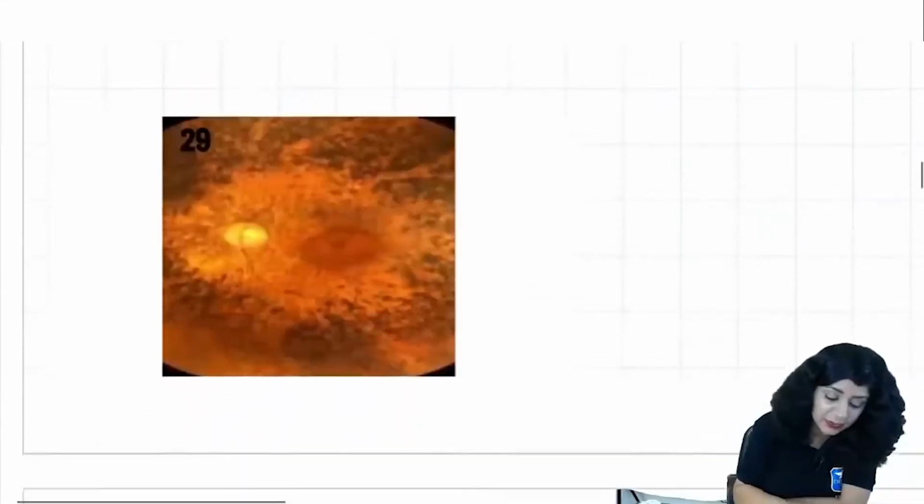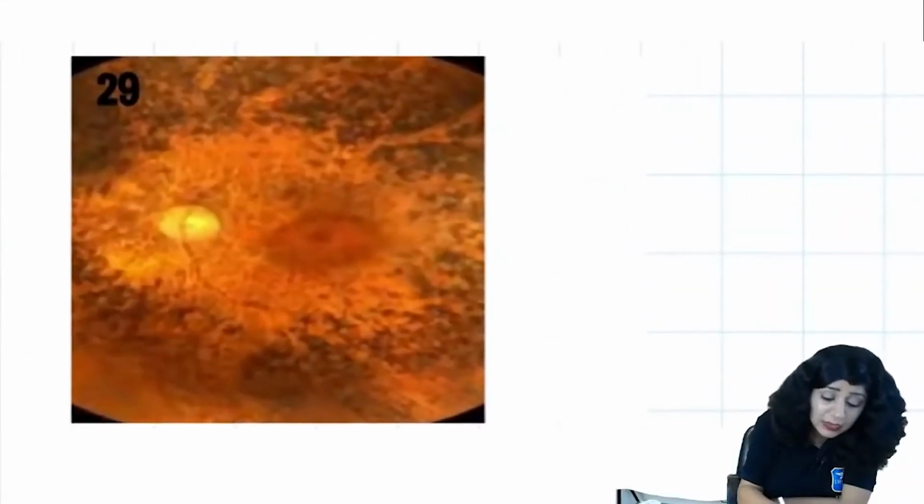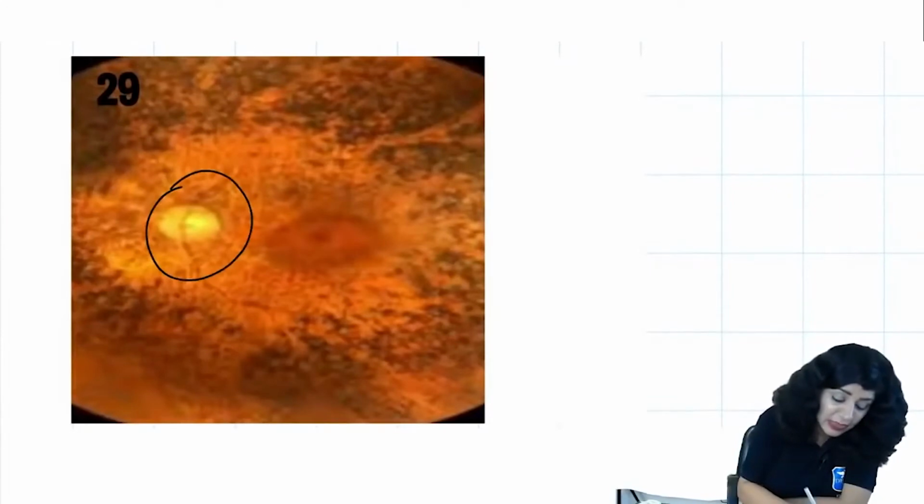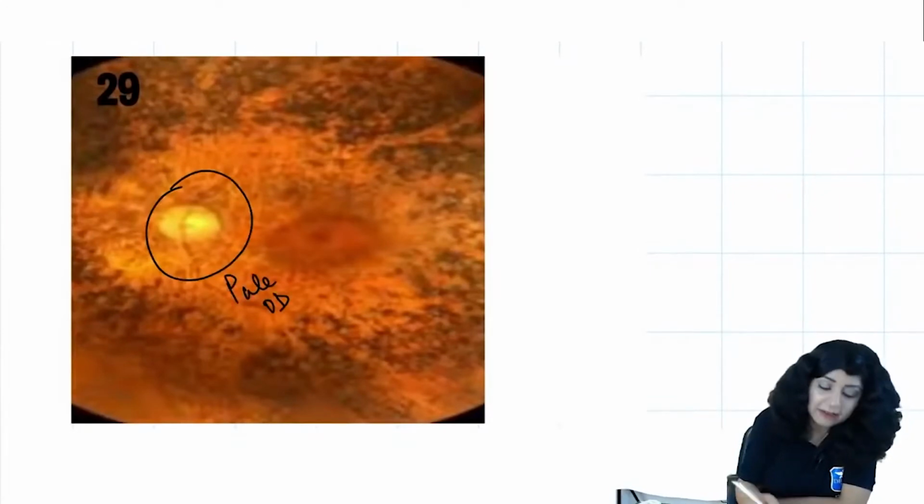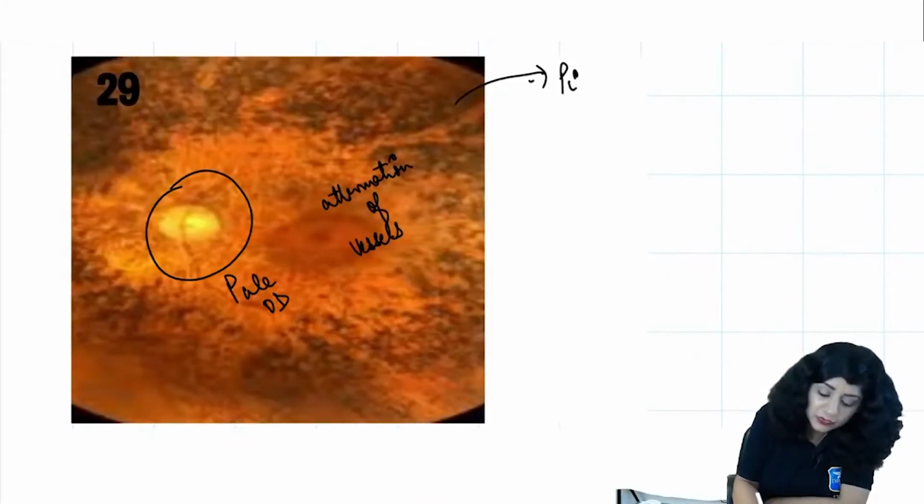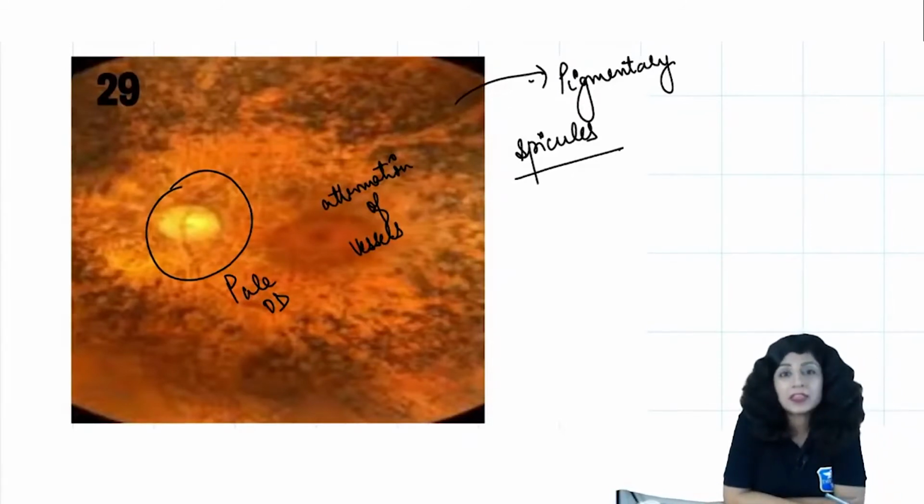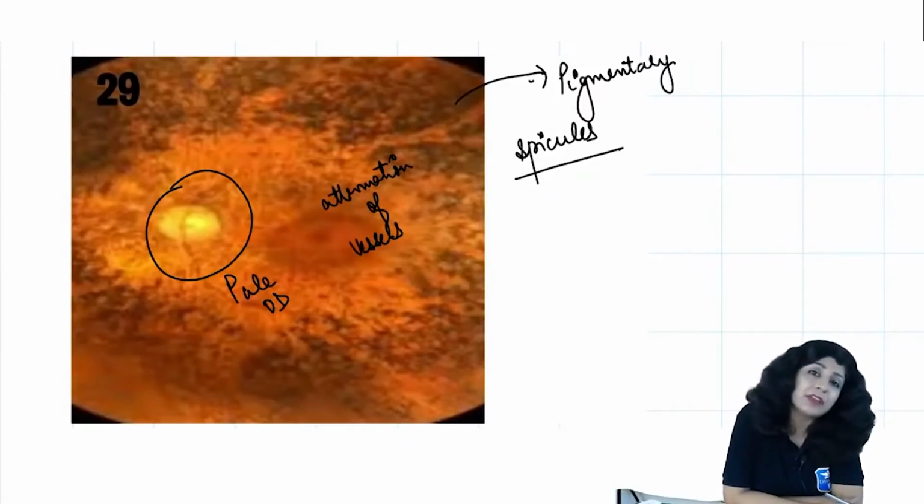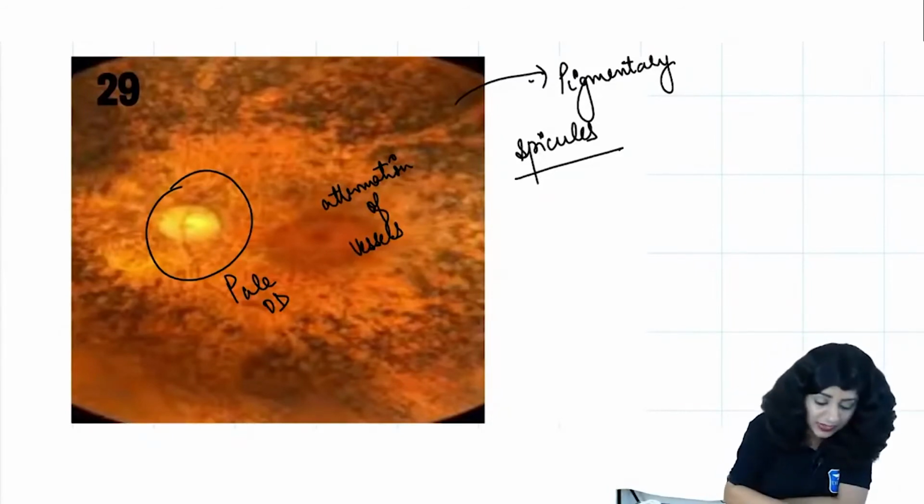Now why is it not retinitis pigmentosa? Look at this picture. If it is retinitis pigmentosa, then I will have a pale optic disc. I will have the attenuation of the vessels. And then I will have these spicules, the pigmentary spicules. So please, whenever you say that it is retinitis pigmentosa, always look at the typical triad. You should have a pale optic disc, you will have the attenuation of the vessels, and you have the pigmentary spicules also. Only then it is retinitis pigmentosa, all right?